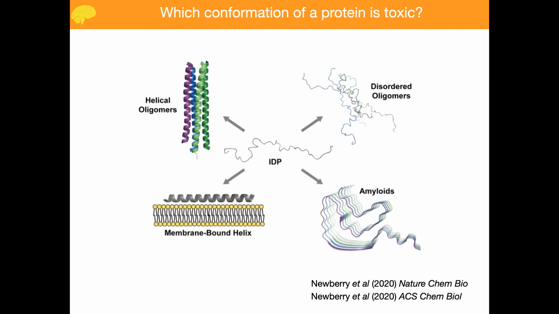And for a protein like alpha-synuclein, which is intrinsically disordered, in fact, it can take on a number of states. And there have been papers over the years that have argued for a number of these different states being disease causing. For example, alpha-synuclein can adopt a helical conformation in the N-terminal region upon binding to a membrane surface. This can form helical oligomers, but also more disordered oligomers, and of course, these beta-strand-rich amyloids. So taking on very, very distinct structures.